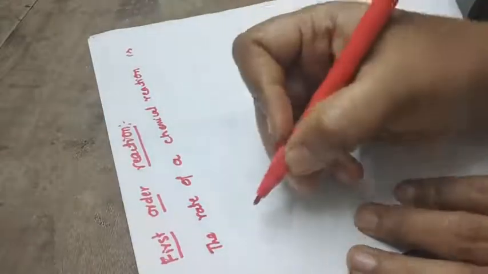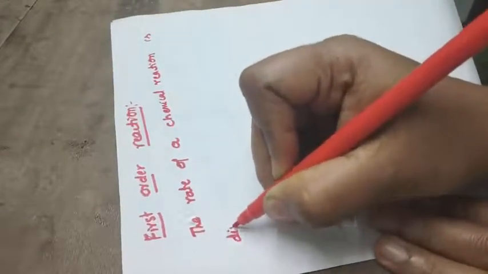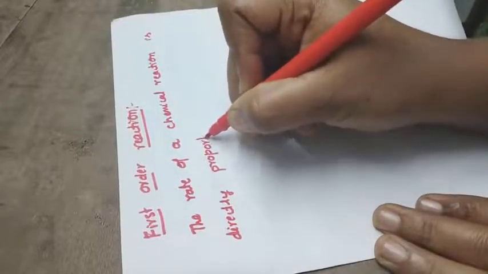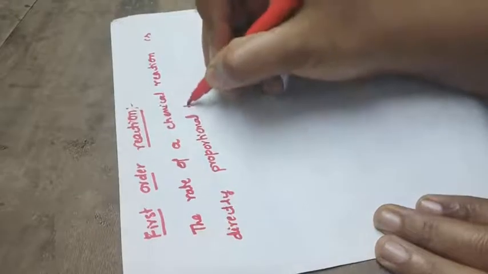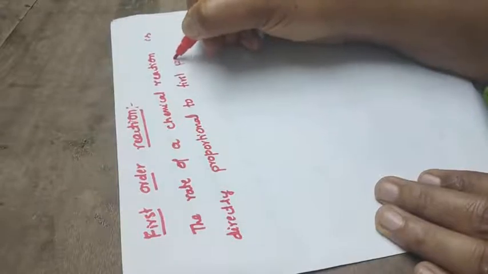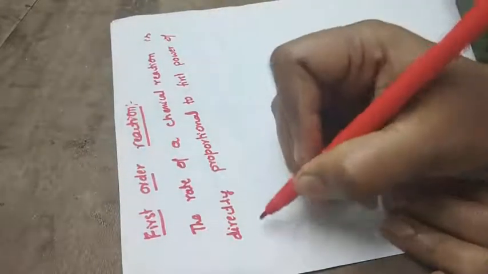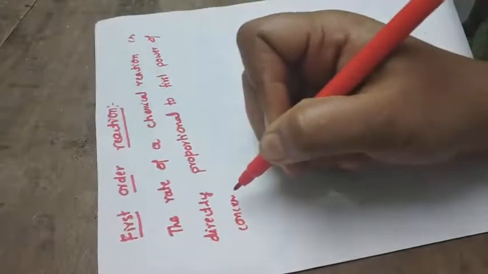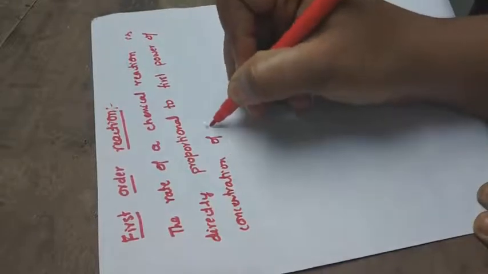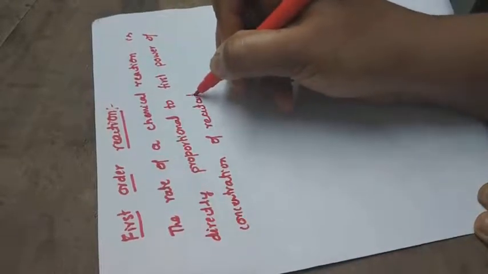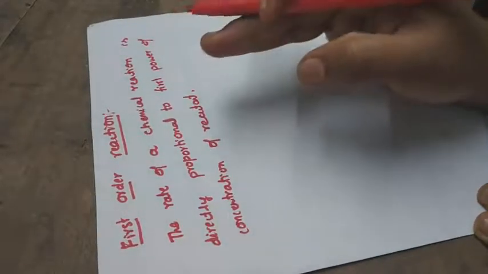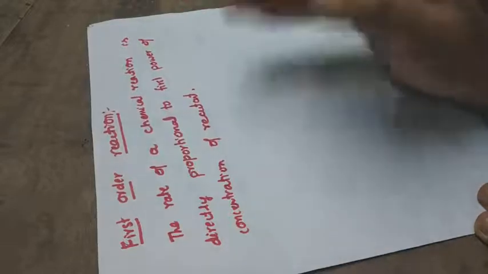is directly proportional to first power of concentration of reactant. So in other words, the rate of reaction depends upon the concentration of a single reactant.